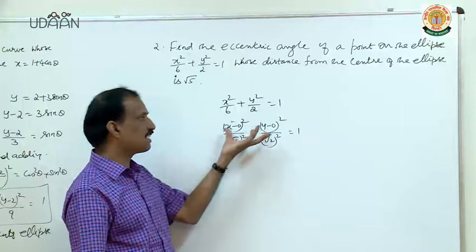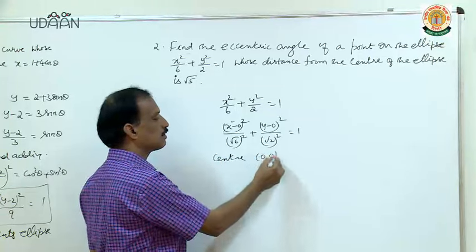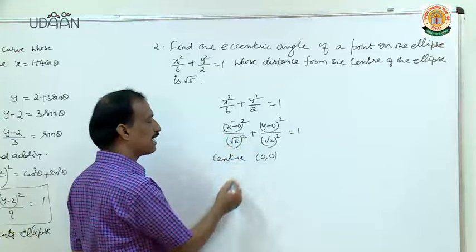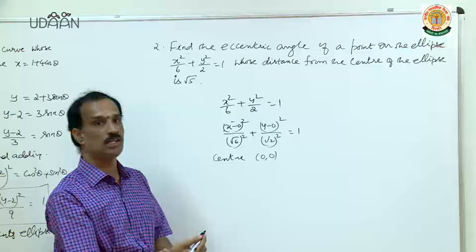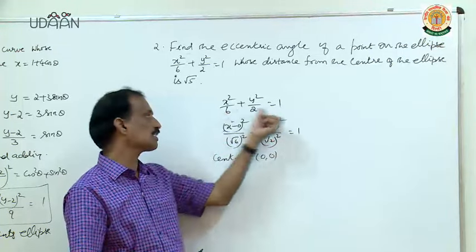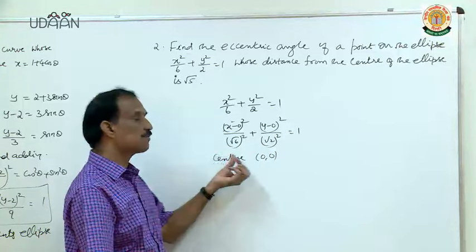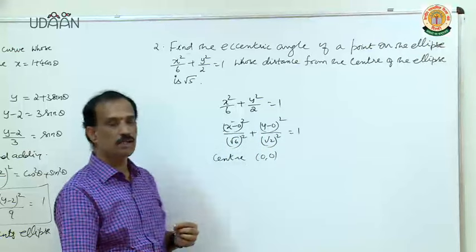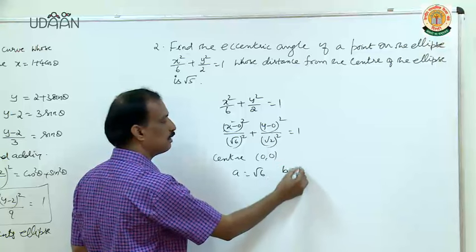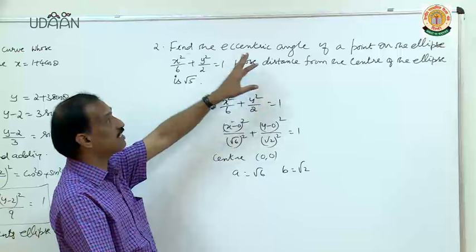So what is the center here? Center is 0, 0, that is the origin. Then what is A? We have to see the major axis and the minor axis. We know root 6 value is more than root 2. So this is your standard equation of an ellipse, which means A is greater than B. So A is root 6 and B is root 2. Then what they are asking is the eccentric angle.